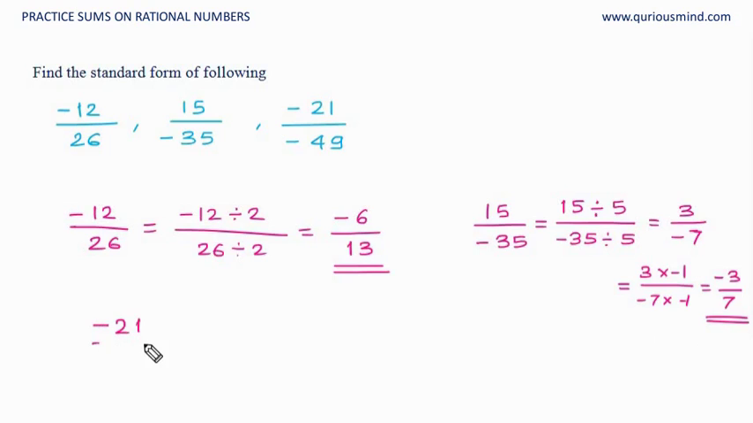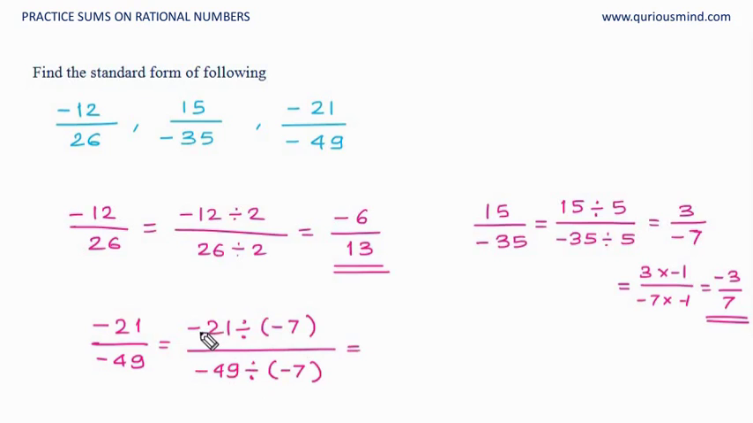Minus 21 upon minus 49. I see 7 as a common factor. But I see that there is a negative sign in both numerator and denominator. So minus 7 as a common factor. When we do division of two negative numbers, first we divide the weights. So the weight is 3 here. Now we see this is negative, this is negative, both negative, same. And when we have same signs in dividend and divisor, the result sign is plus. So it is plus 3 and same way it is plus 7. 3 upon 7 is the standard form.